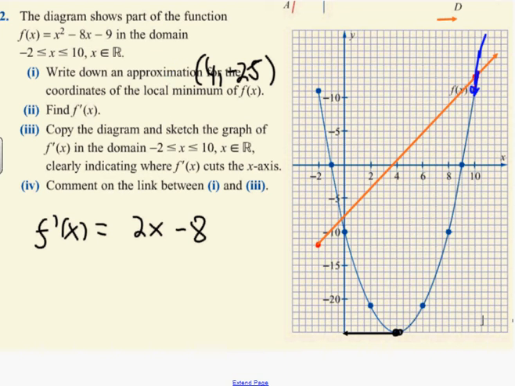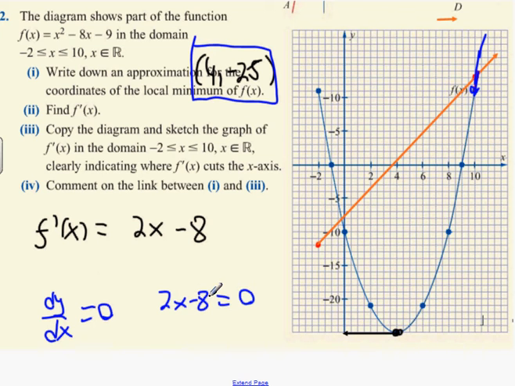Just to change this slightly. Does anybody remember that your turning point occurs at 4, minus 25, right? And remember what we said, you use the first derivative and you put it equal to 0. So 2x minus 8 equals 0. Then bring over the 8, 2x equals 8, x equals 4. This is the value where your line hits the x-axis. That will always happen, because your first derivative equals 0 where x equals 4.